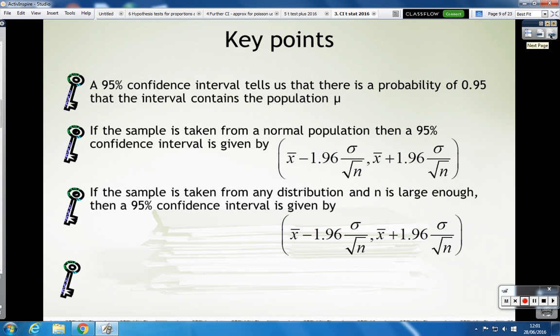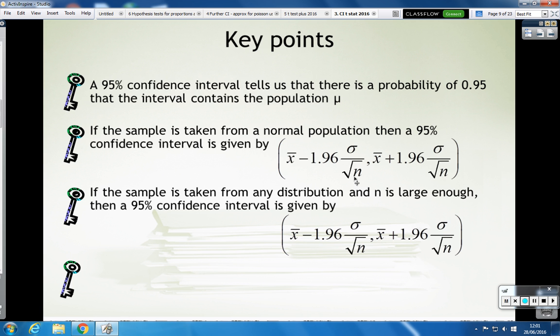So the key points of a 95% confidence interval, for example, it's got up here, is we're trying to find what the true population mean is. So we've only been given a sample, and so we take our mean of our sample and we add and subtract the Z value, because it's a normal distribution, with our sigma over root n. Because it's a sample, we're using standard error.